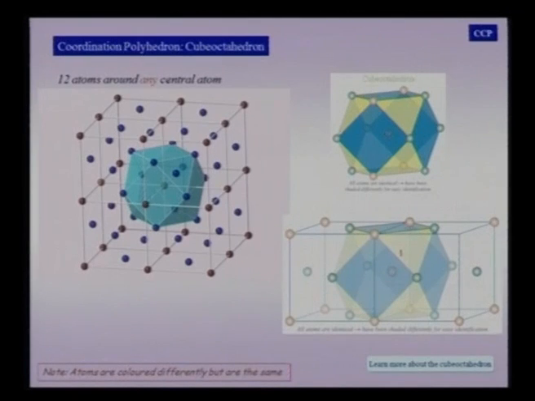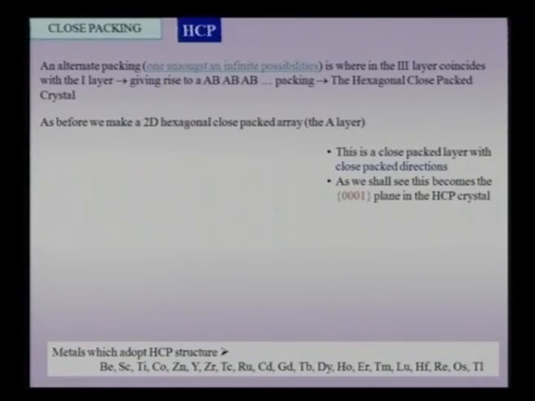Now returning to the picture here, we have to again note that all atoms are identical. We just colored them for better visualization of the structure. The second kind of structure which we can generate by packing of these close-packed hexagonal layers is the hexagonal close-packed crystal structure. Actually, these two crystal structures, though we have picked them up in this particular lecture, are nothing but two of the infinite set of possibilities.